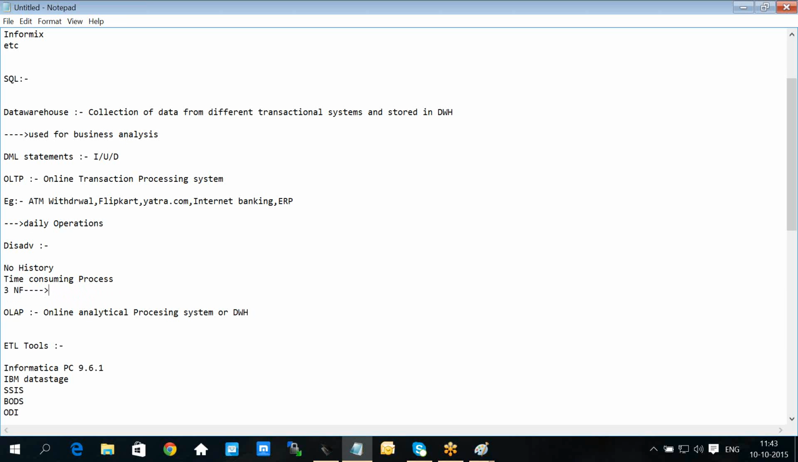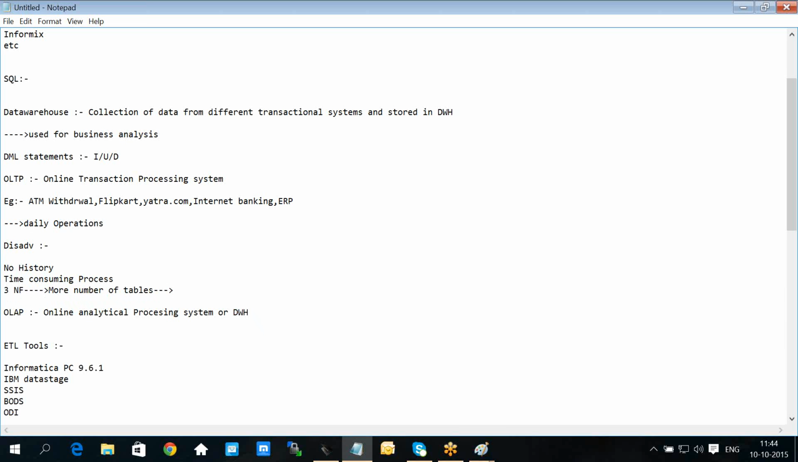A basic thumb rule is that the more you normalize the data, the more tables will be present in your database. If I normalize up to second normal form, fewer tables will be there. Third normal form, more. Fourth normal form, more. Likewise, the more you normalize, the more tables will be present. That is a linear proportion.